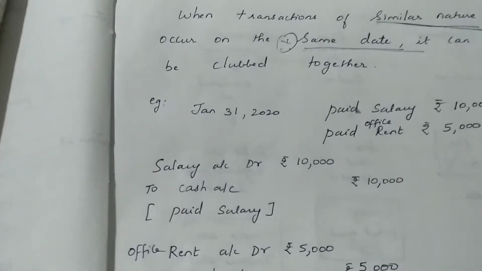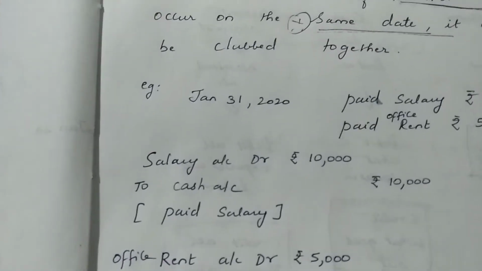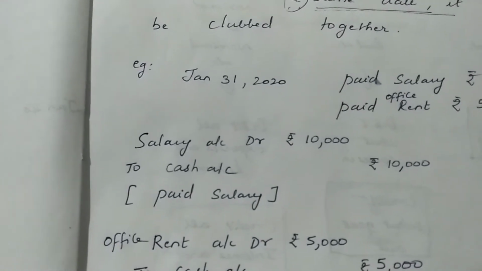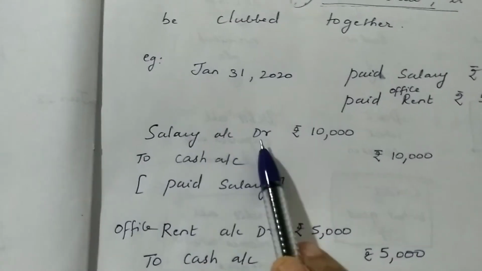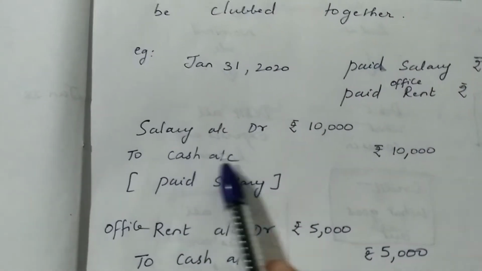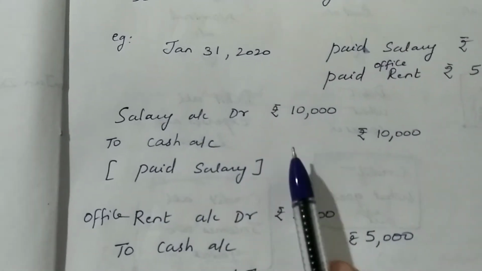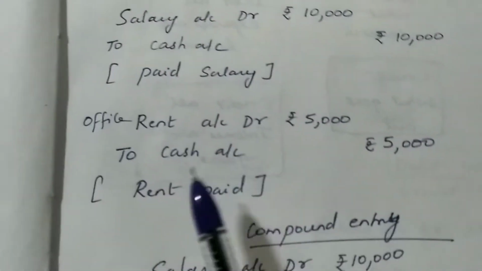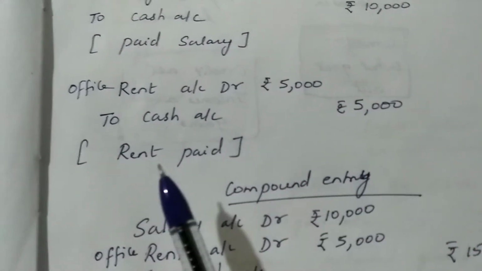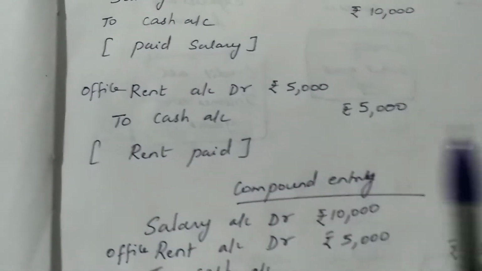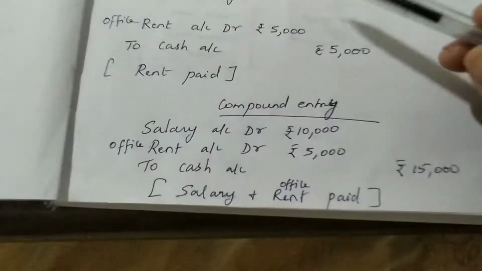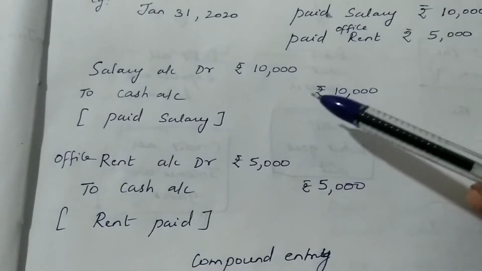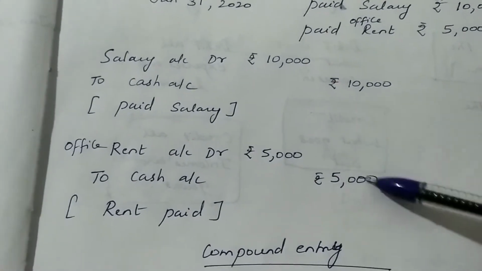Now if you want to write separate entries for these two transactions, you will write: salary account debit 10,000 to cash account 10,000, paid salary. Office rent account debit 5,000 to cash 5,000, rent paid. If you want to write these two transactions separately, you can write like this.